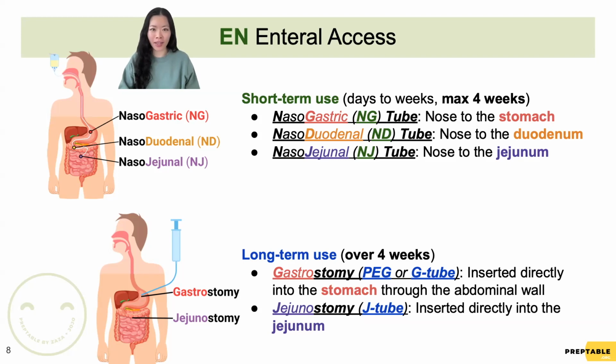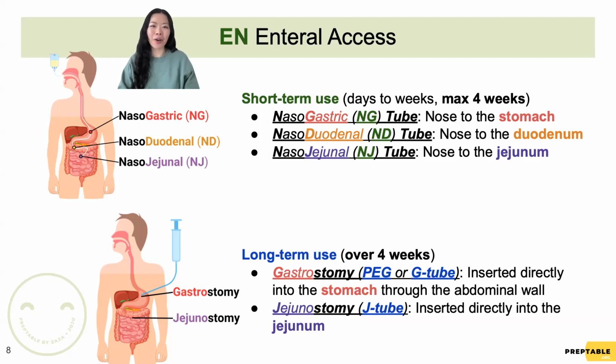For short-term EN, we have NG, ND, and NJ tube. Notice that they all start with the word nasal, meaning the feeding tube will be inserted down your nose. You can also see this tiny tube on our top diagram. Furthermore, the end point of this tube indicates the second half of its name. For example, nasogastric indicates the tube begins at the nose and ends at the stomach. Nasoduodenal indicates the tube is ending at the duodenum. And lastly, nasojejunal is ending at jejunum.